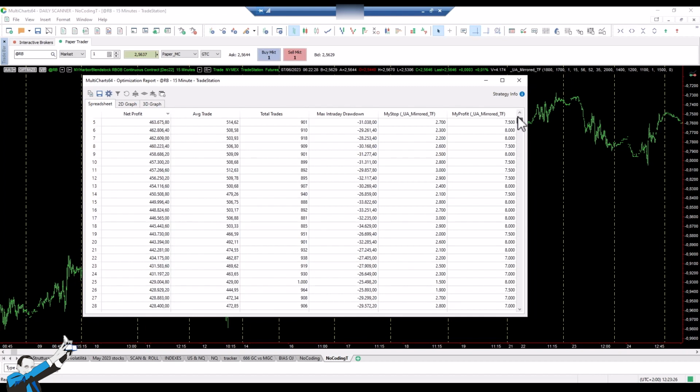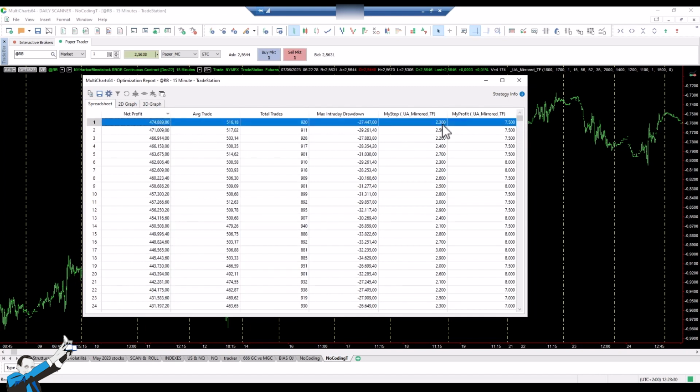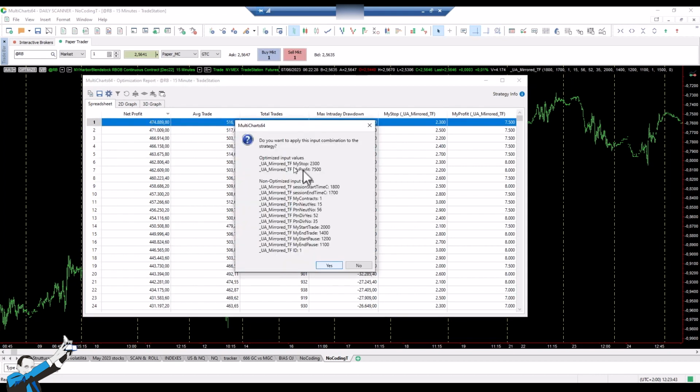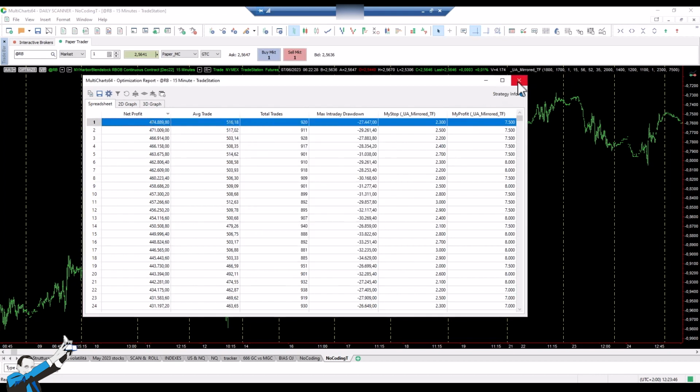At the top, we find the combination with a stop loss of $2,300 and a take profit of $7,500, which reduces the maximum drawdown and increases the average trade as well as the net profit. So we find this solution very good and we decide to go for it. Let's take a look at what we did.